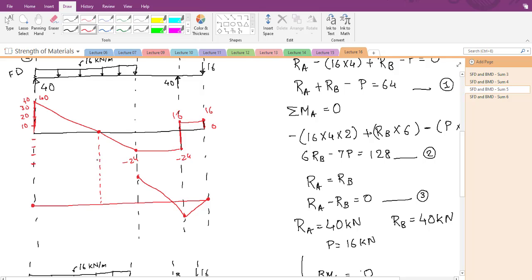To find out the value of that bending moment, we can find out the location of this point, at how much distance this point is, right? How can we find this distance? It is very simple. We know the value over here 40. We know the value over here minus 24. So what is the total vertical distance? Total vertical distance is 64. What is the total horizontal distance? 4 meters.